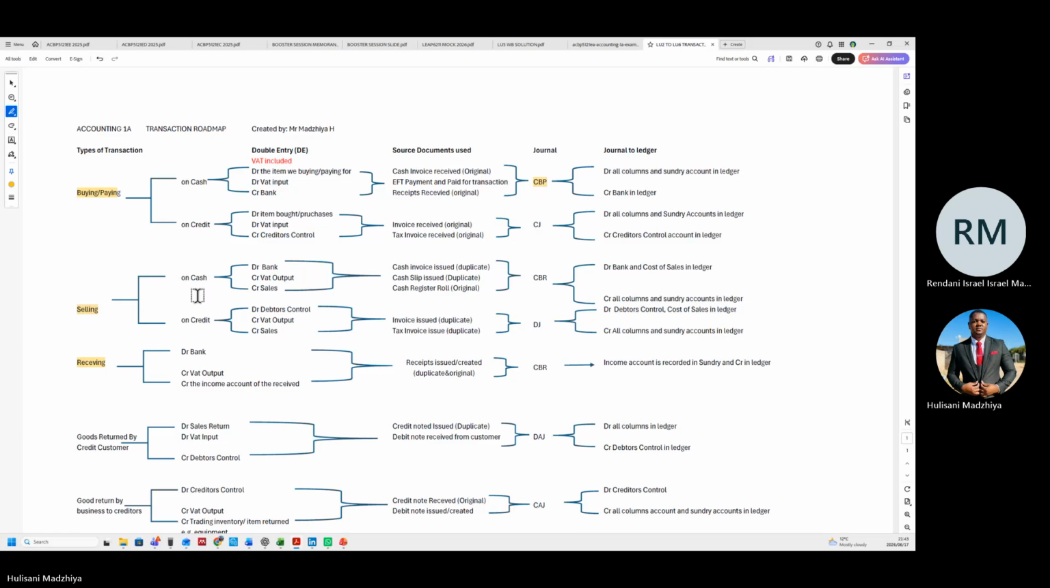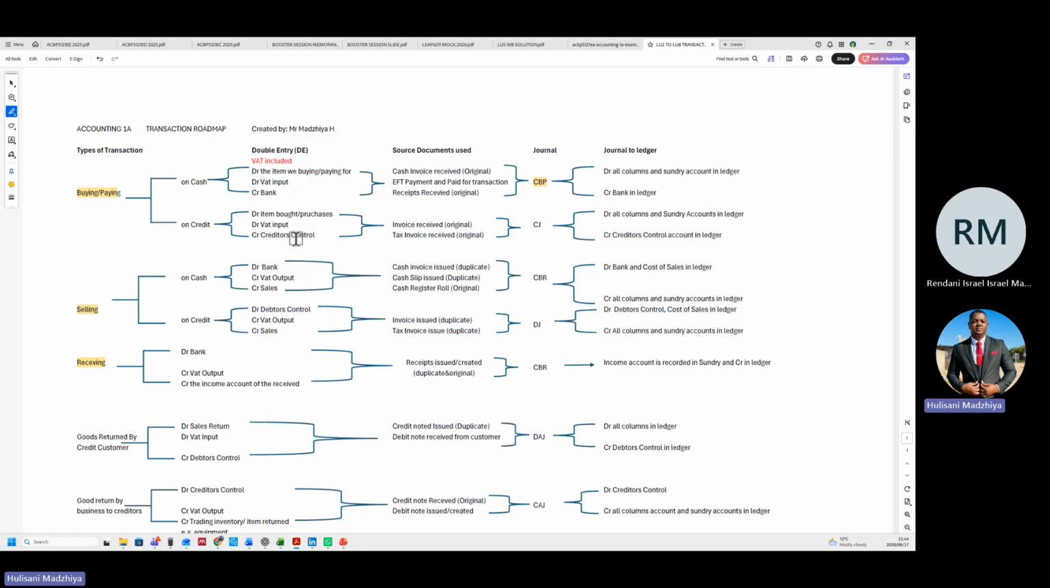Okay, then the other one, buying on credit. Sometimes we do not buy on cash, we buy on credit. This is under learning unit 5. If you're buying on credit, it means that you're still going to debit the item that you bought, or the resource, or the service that you are receiving on credit. If you are receiving water and electricity on credit, you still debit water and electricity and credit creditors control, because this time around we're not paying cash. So we're not paying anything.